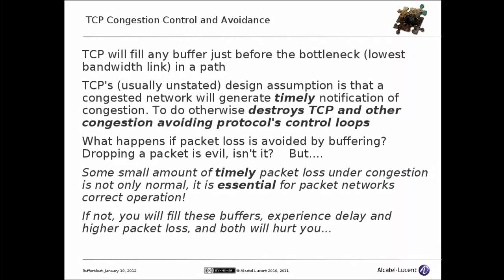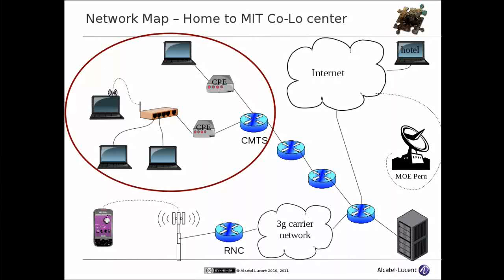By design, TCP tries to run as fast as it can given the lowest bandwidth link it has in the network path between machines. Any long-lived TCP transfer will therefore fill any size buffers in a device just before the bottleneck in a path. I will demonstrate typical home bufferbloat using my home network.